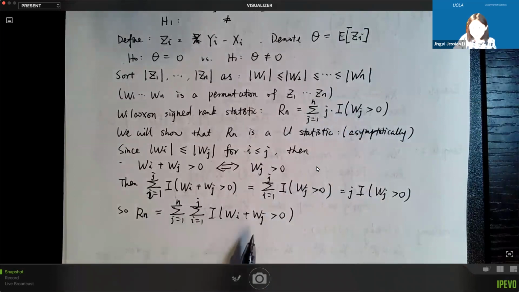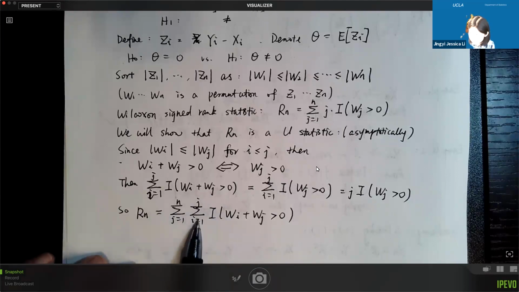Wi and Wj are sorted, right? They are ordered by absolute value. So they're not Zi, Zj. But we know that each pair of Wi and Wj will correspond to some original pair among Z1 to Zn, and that's how we're going to take care of it. There's one thing we need to consider: i could be equal to j, so we need to remove that from our consideration.